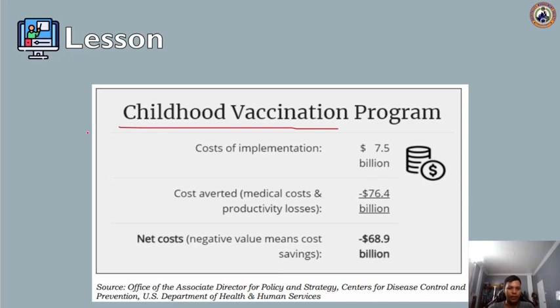As we can see here, the cost of implementation of the childhood vaccination is $7.5 billion. And the cost averted, which includes the medical costs and productivity losses, is $76.4 billion. So the net cost is negative, as you can see here. The negative net cost value means cost savings. This is from the Office of the Associate Director for Policy and Strategy in the Centers for Disease Control and Prevention, U.S. Department of Health and Human Services.